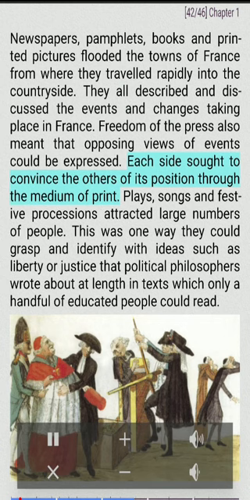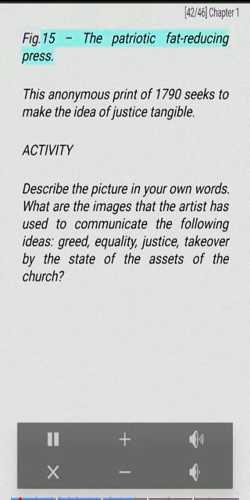Freedom of the press also meant that opposing views of events could be expressed. Each side sought to convince the others of its position through the medium of print. Plays, songs and festive processions attracted large numbers of people. This was one way they could grasp and identify with ideas such as liberty or justice that political philosophers wrote about at length in texts which only a handful of educated people could read.